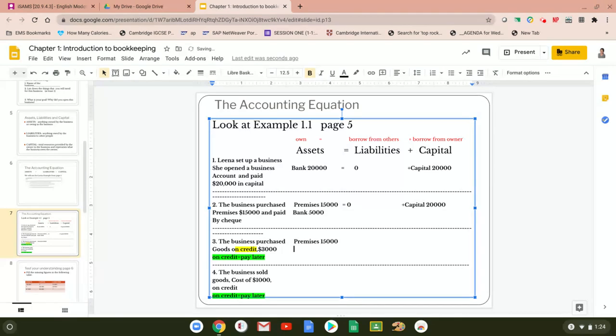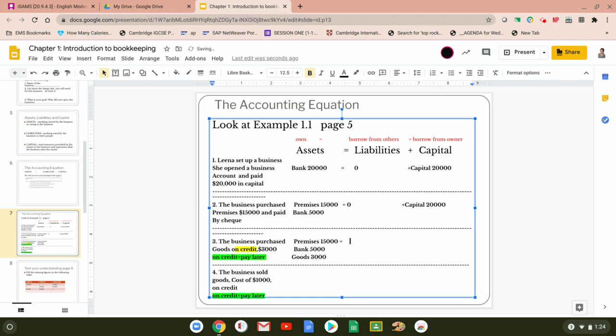Your bank, did you get money from the bank to buy these goods? No, you didn't. So your bank remains at 5,000. But your goods, or your inventory, you now have goods amounting to 3,000. Okay? Now, what is the effect here?